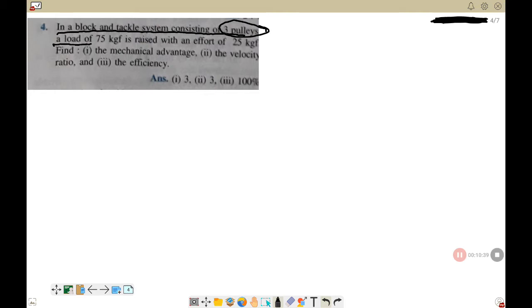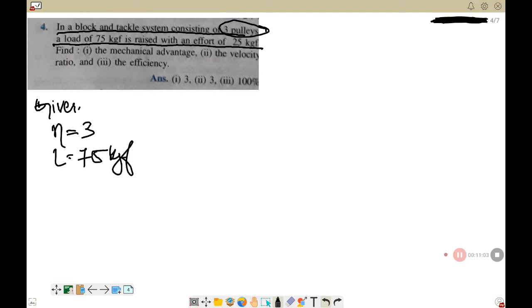Okay. A load of 75 kilogram force is raised with an effort of 25 kilogram force. Find the mechanical advantage. What do you need to find? Mechanical advantage. Okay. So, let's first write given. Given number of pulleys n is how many? 3, isn't it? Load is 75 kilogram force, right? Effort is 25 kilogram force, all right?